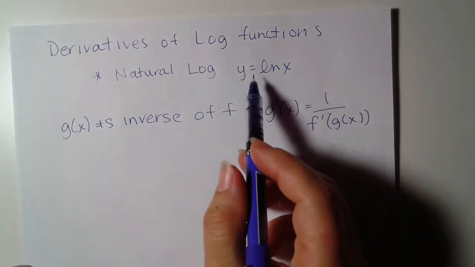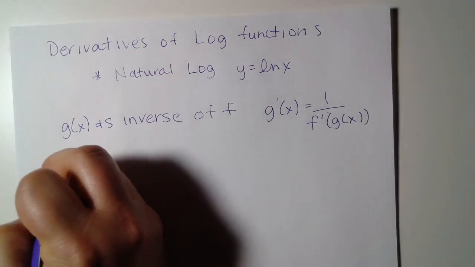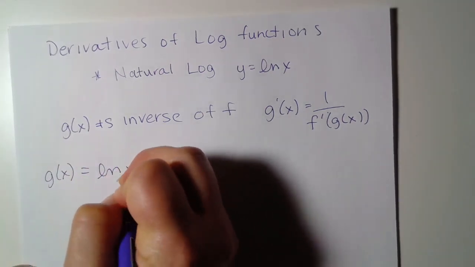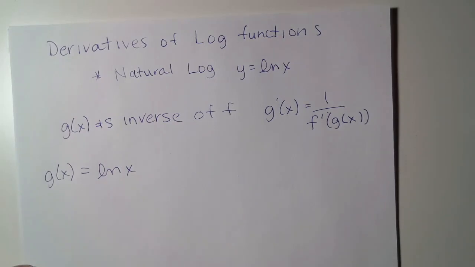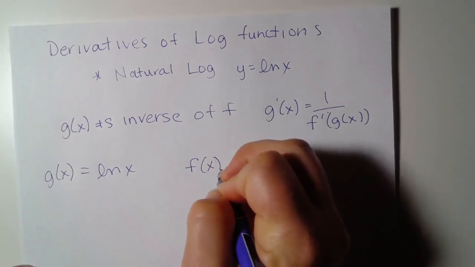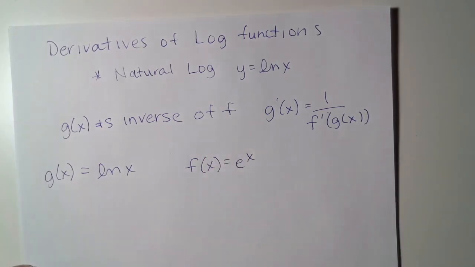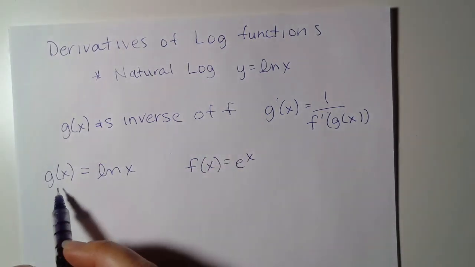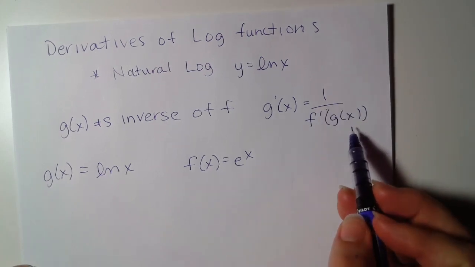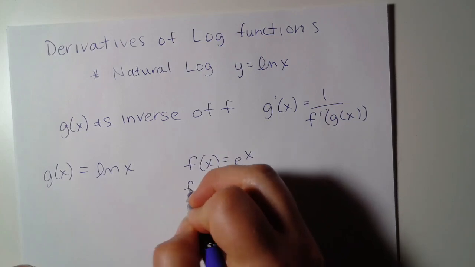So we are going to think of this as our g, right? This is the one we want. So g of x is ln x. And we know that the inverse of ln x is, so f must be e to the x. Okay? So we're going to figure out what g prime is using this formula. So we need f prime with g inside. So we'll first start with f prime of x.